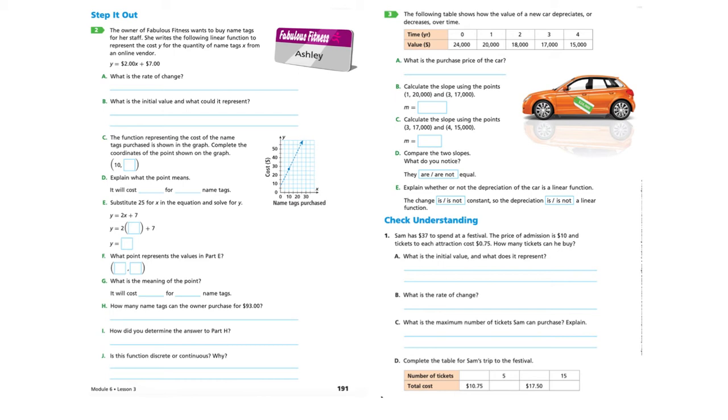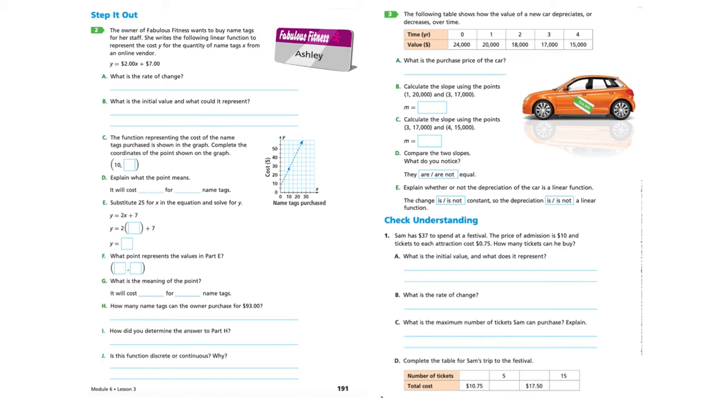Okay, so let's now look at the step it out. The owner of Fabulous Fitness wants to buy name tags for her staff. She writes the following linear function to help represent the cost y for the quantity of name tags x from an online vendor. So here's her function, y equals $2x plus $7. What is the rate of change? And remember, the slope is the rate of change in a function, and the y-intercept is the initial value. That's where your x-coordinate or your input equals 0. So that should help you with these two.